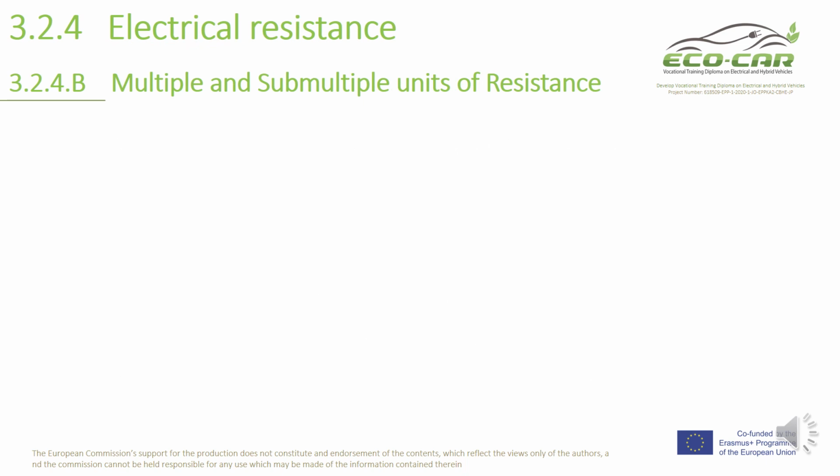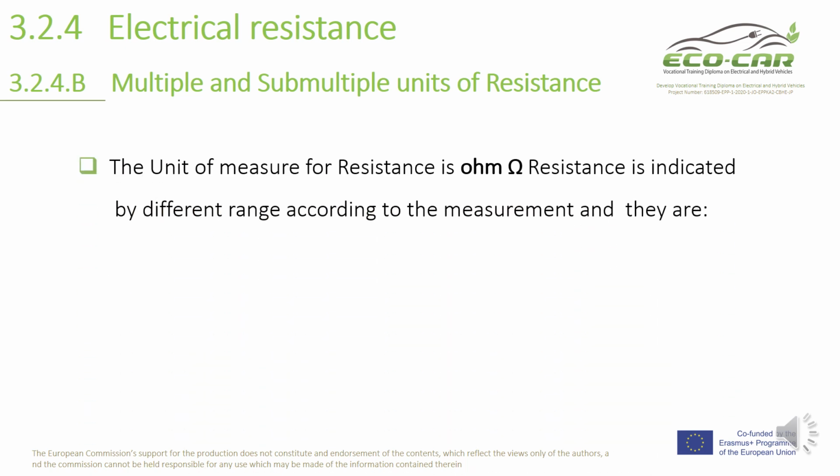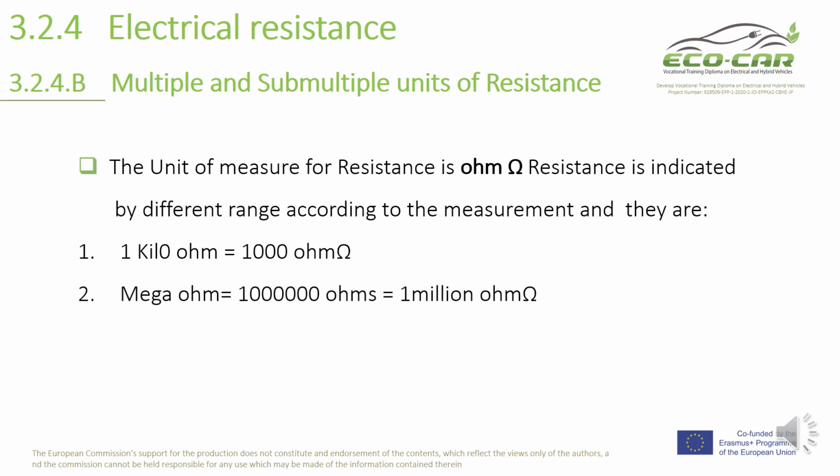What about multiples and submultiples of resistance? The unit of measure for resistance, as we said before, is the ohm, omega. Resistance is indicated by different ranges according to the measurement, and they are the following. 1 kilo ohm equals 1000 ohms, 1 mega ohm equals 1 million ohms.